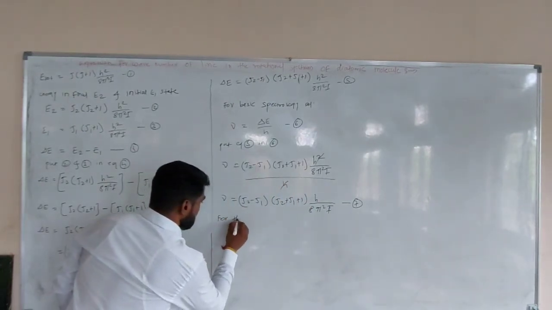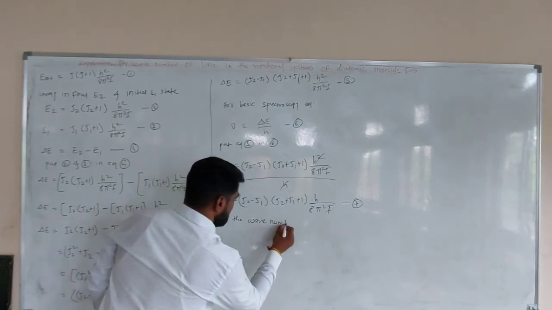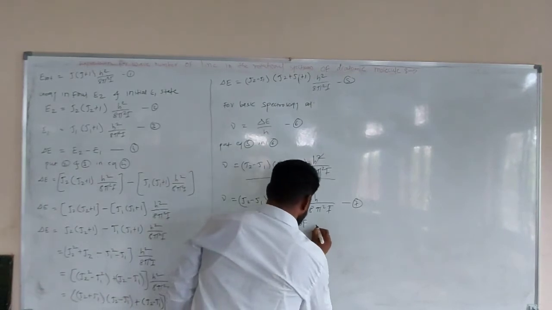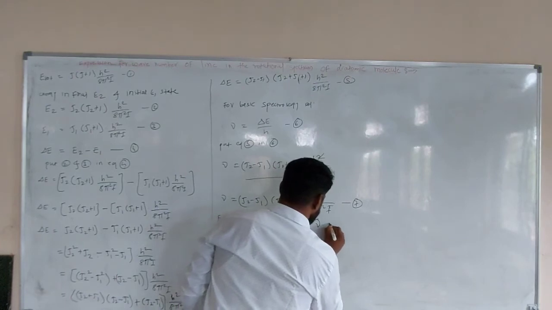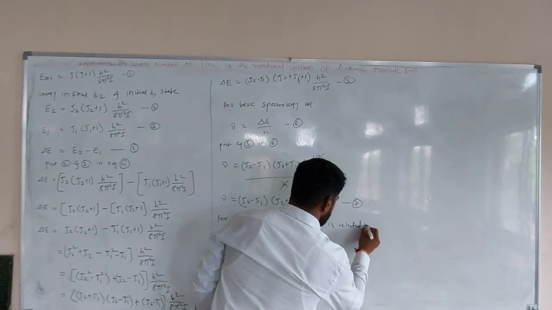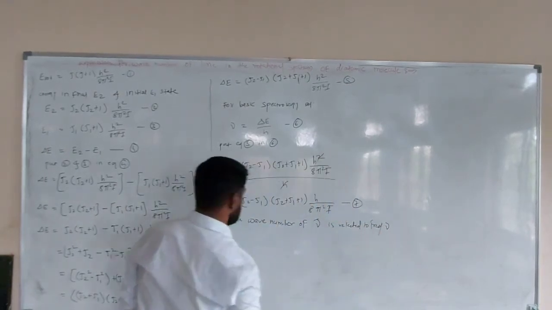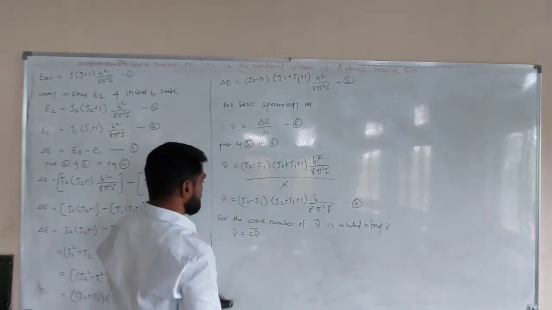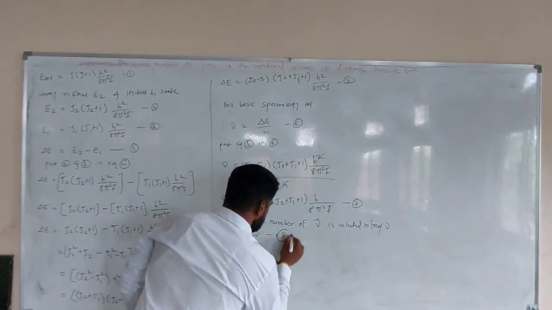For the wave number of line, nu bar is related to frequency nu, that is nu is equal to c into nu bar. This is equation number 8.